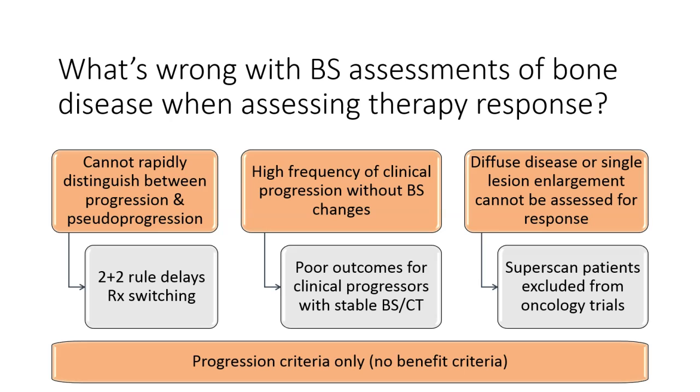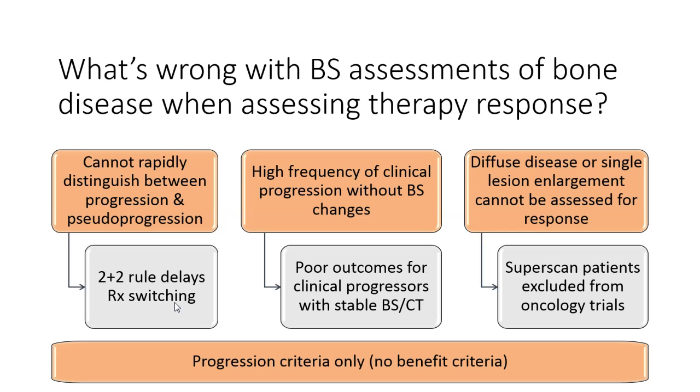And similar but related problems also occur with bone scans when assessing therapy response. We cannot, using bone scans, distinguish rapidly between people who are progressing and people who have pseudoprogression, as a result of which we use something called the 2+2 rule.